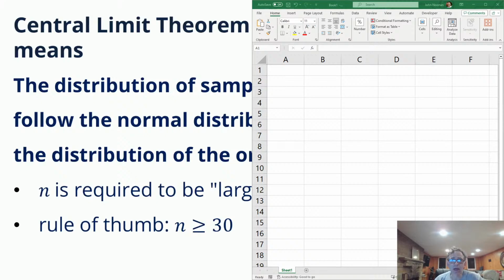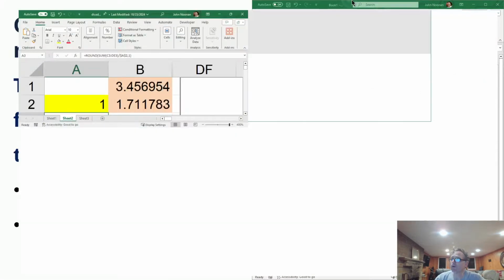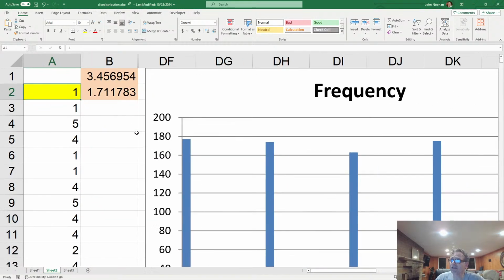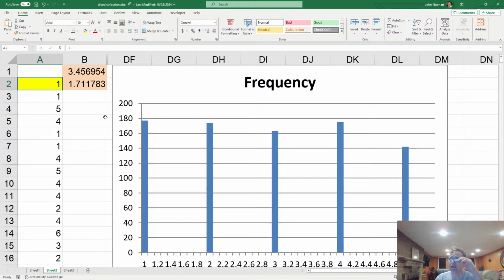Okay, so if we were to roll dice, and if I were to have you each roll one die, then you would expect, now this is a fictitious class of 1,000 students here, that about a sixth of you would have a roll of one, a sixth would have a roll of two, and so on. Things get interesting when we have you roll the die 10 times.